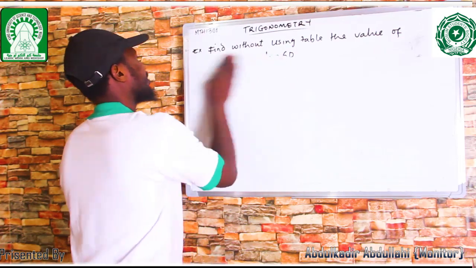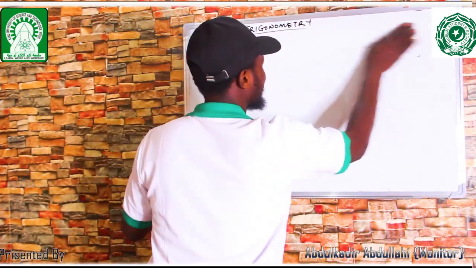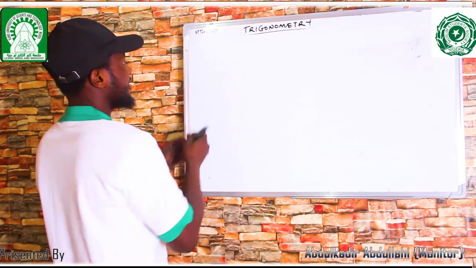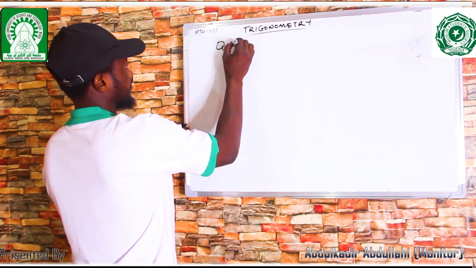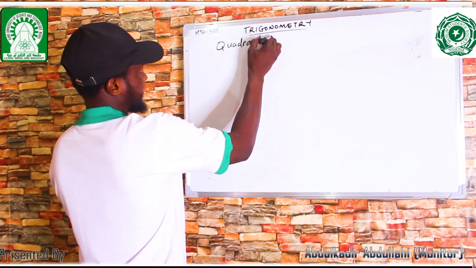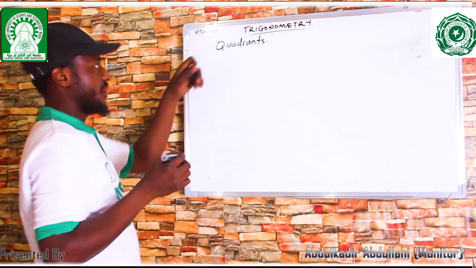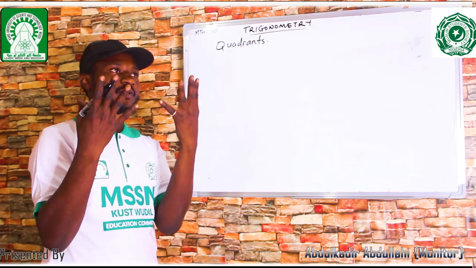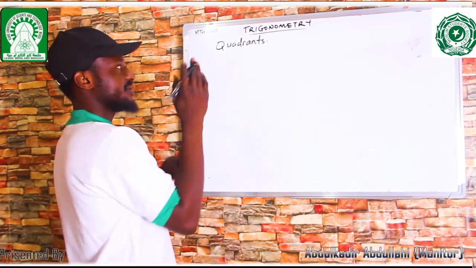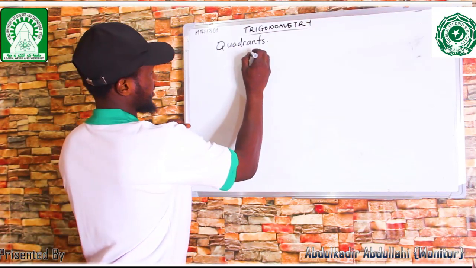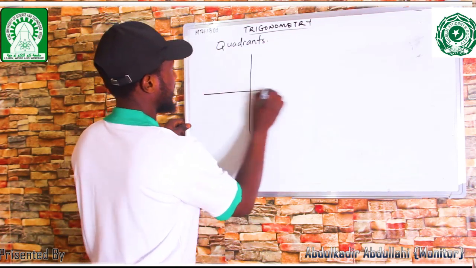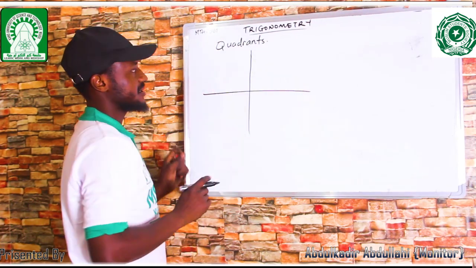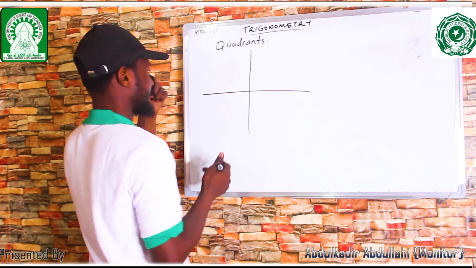Commenting under this trigonometric topic, which is very, very important. We call it quadrants. Now, the quadrants of trigonometry are four in fact. And let me just make a diagram of it, assuming here is the Cartesian plane.